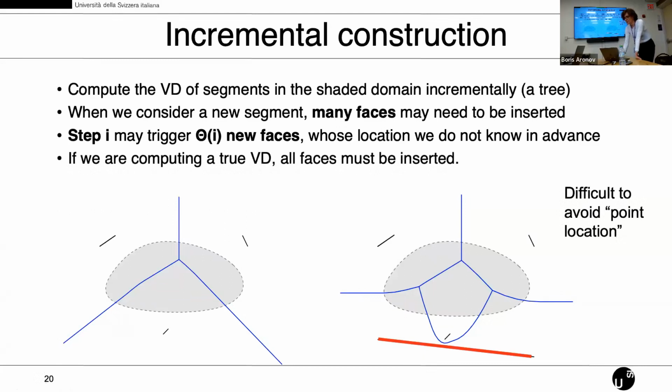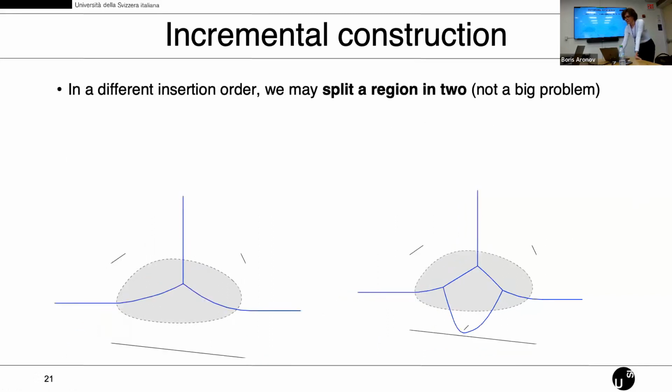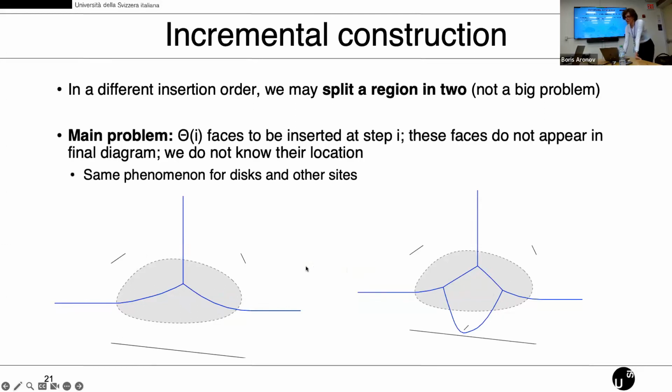So if we are to compute a true Voronoi diagram, then all these faces must be inserted, and therefore it's difficult to avoid so-called complication. If we have a different insertion order, then we may need to split a region in 2, as here. We have one region, we insert this 4th segment, and we need to split the region in 2. This is not a big problem. The real problem is that θ_i faces may need to be inserted in step i, and these faces do not appear in the final diagram, and we don't know what they are.